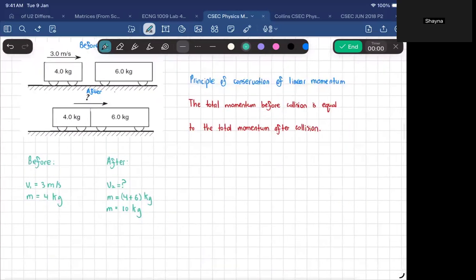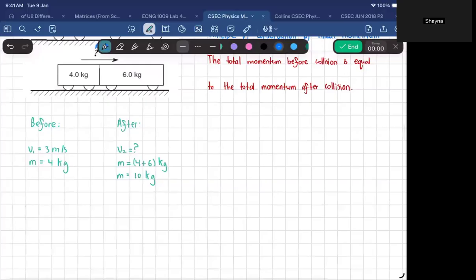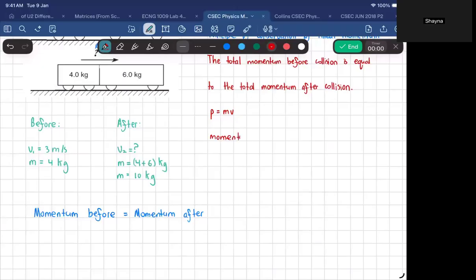So let's answer this question quickly. Momentum before is equal to momentum after. Just remember that P is equal to mass times velocity. So momentum P is equal to mass M.